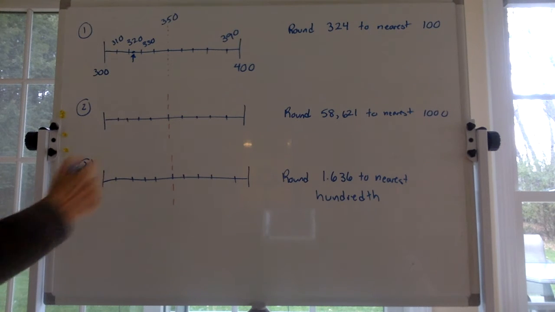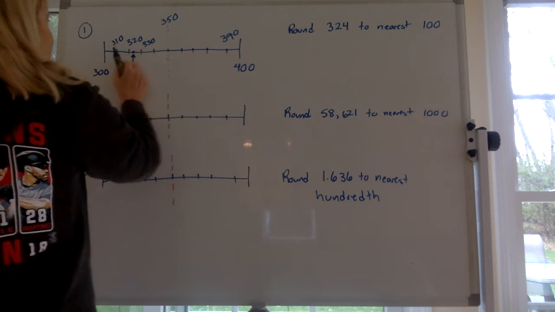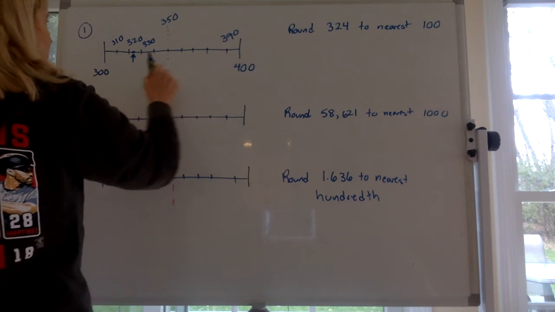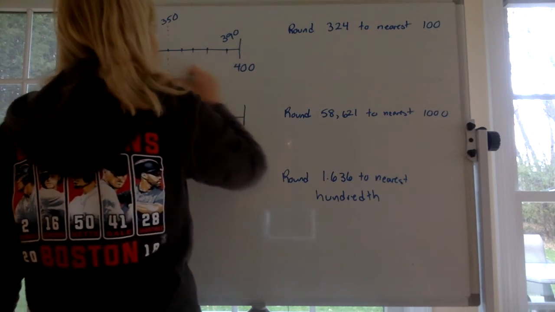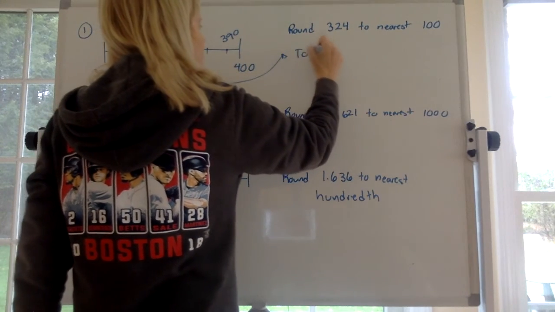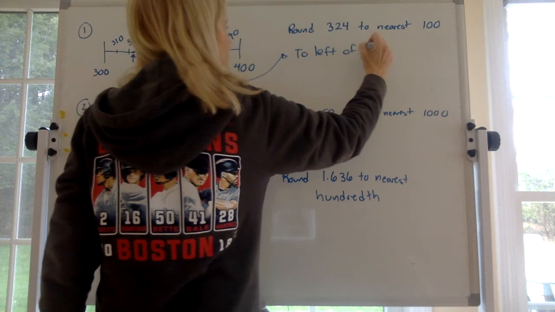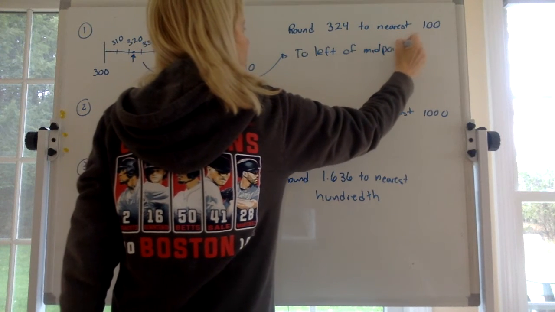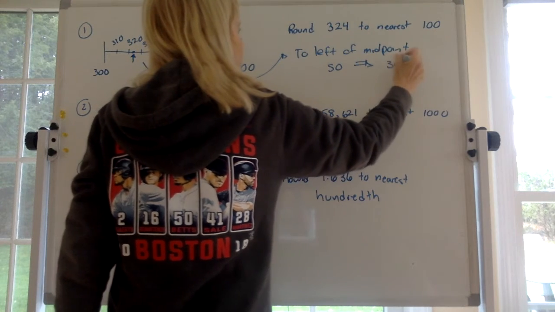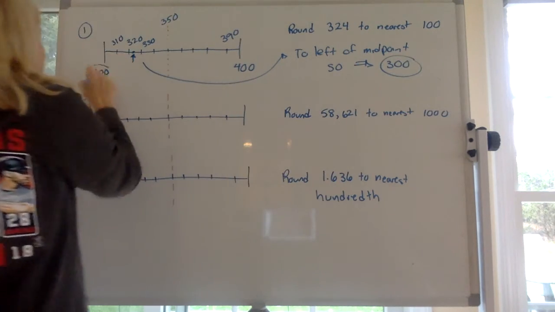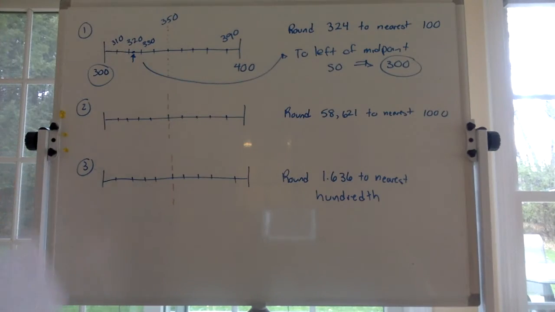approximately. So then you just look, is it to the left of the red line or is it to the right of the red line, the halfway mark? It's to the left of the red line. Therefore, this shows to left of midpoint. So the answer is 300. Right? Okay, what about the second one?